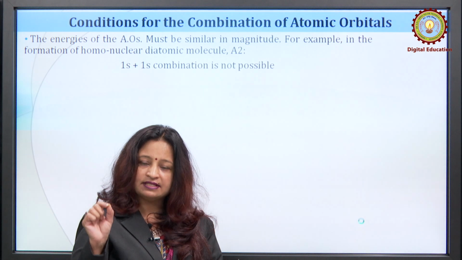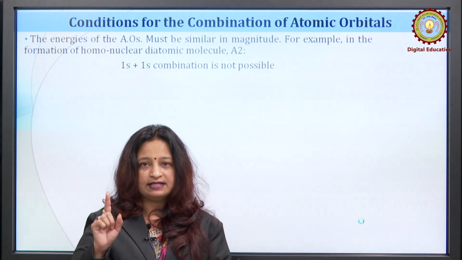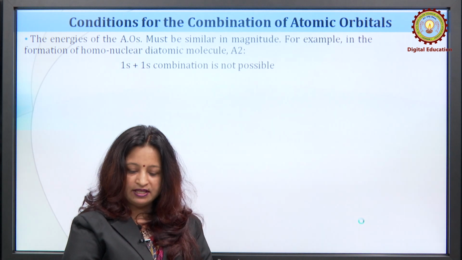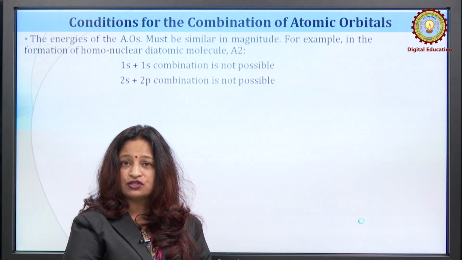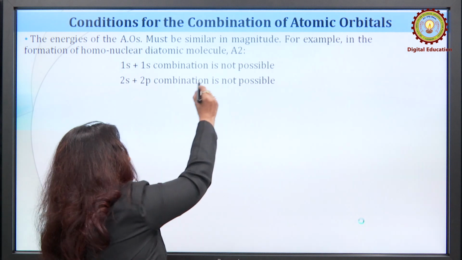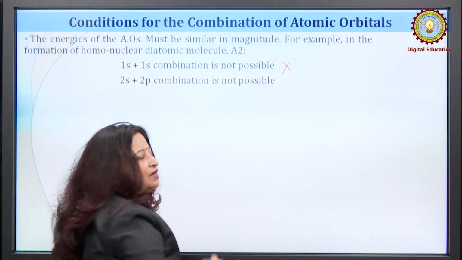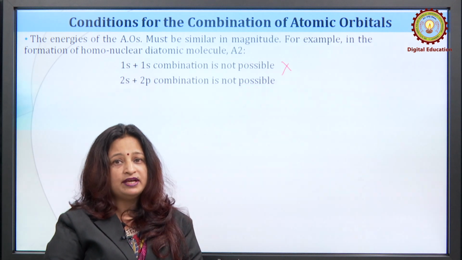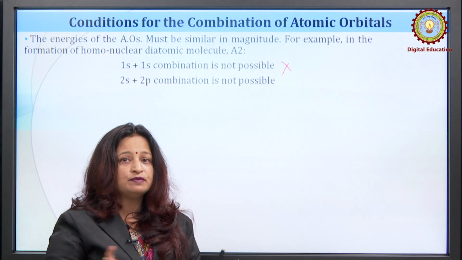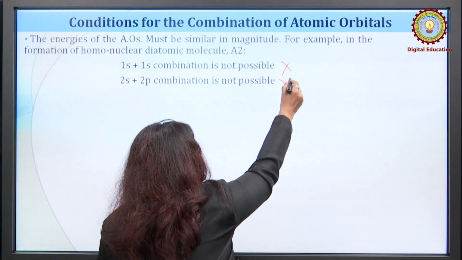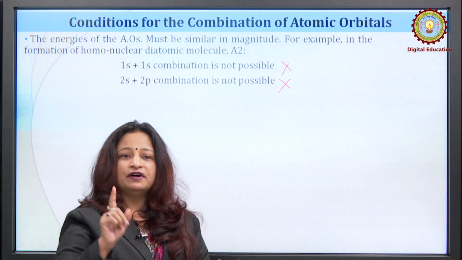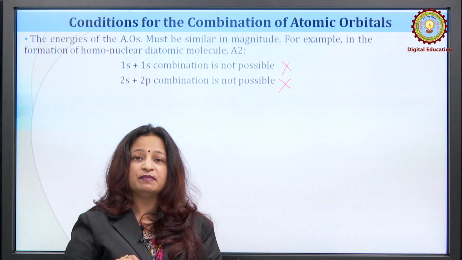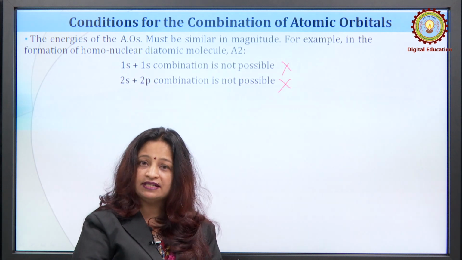So, here when we consider a homonuclear diatomic molecule, that is Li2 or N2 or O2, we can see that 1s plus 1s combination is not possible. Why? Because there is a difference in energies. Similarly, 2s and 2p combination is not possible because there is a difference in energies. So, the first condition is that the energies of the overlapping atomic orbitals must be of similar magnitude.